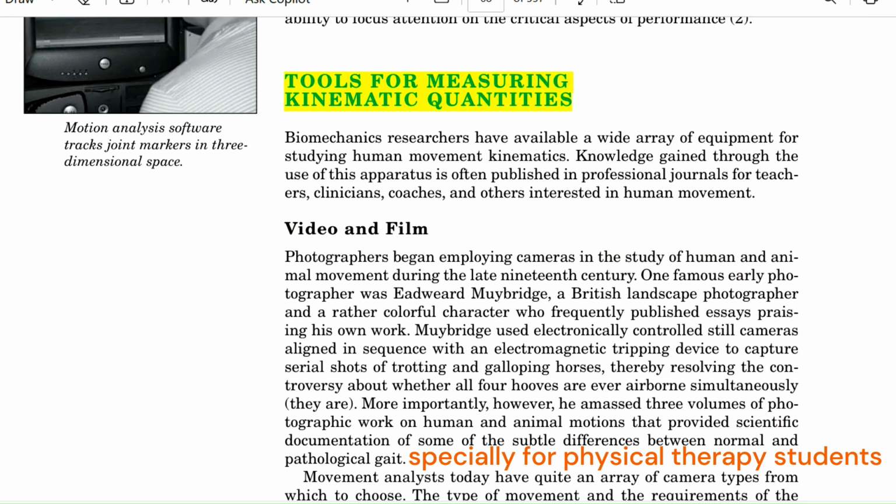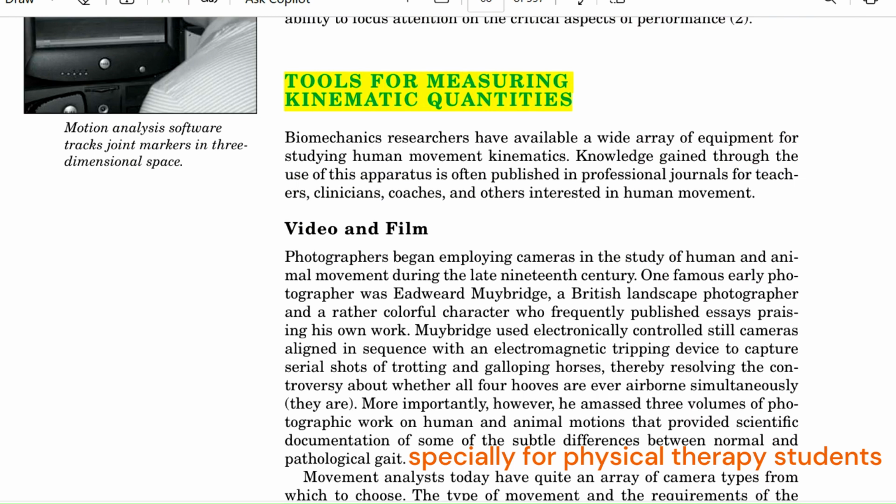Basically, the historical background is that in the 19th century, the study of motion using cameras dates back. Maybe in the late 19th century, a British photographer famous for using electronically triggered sequential still cameras was very famous at that time. His name is Eadweard Muybridge. He proved that horses lift all four hooves off the ground while galloping.